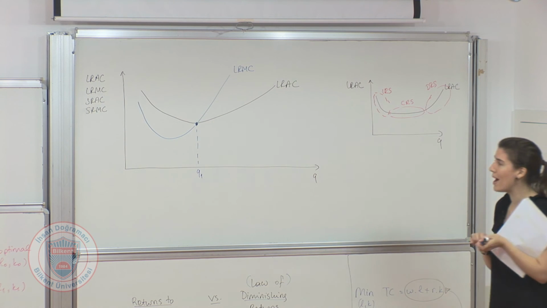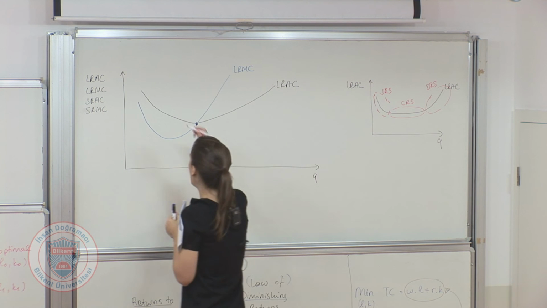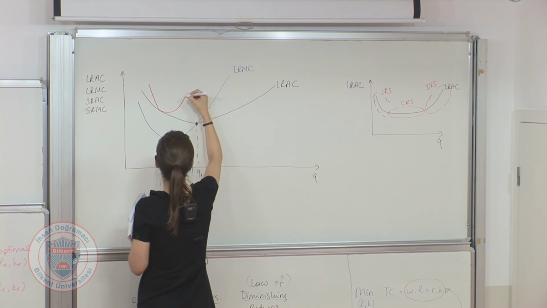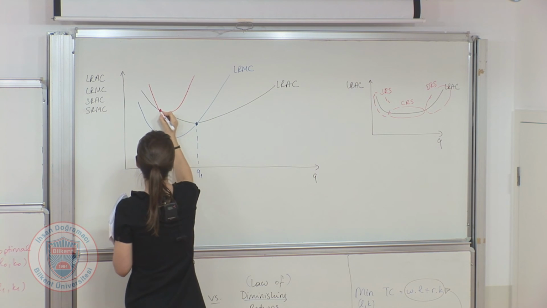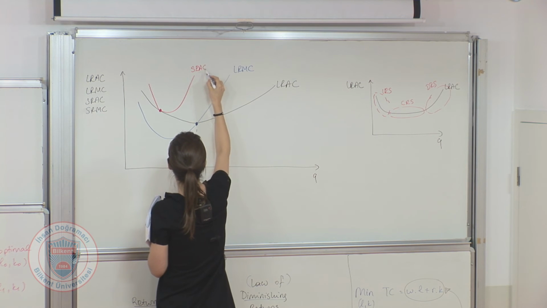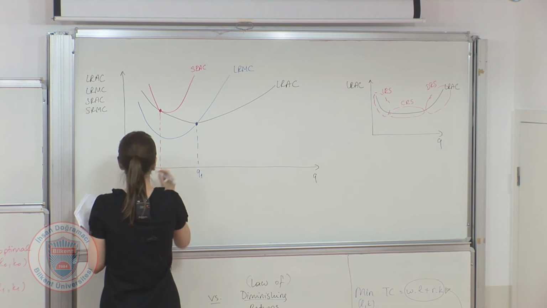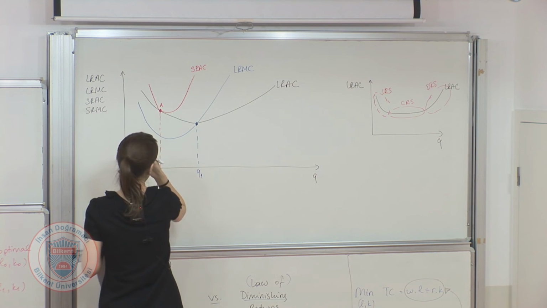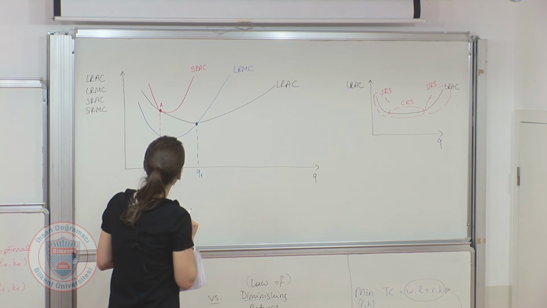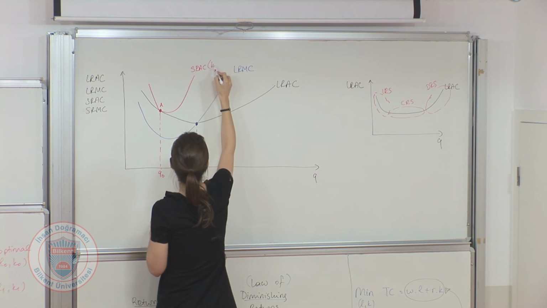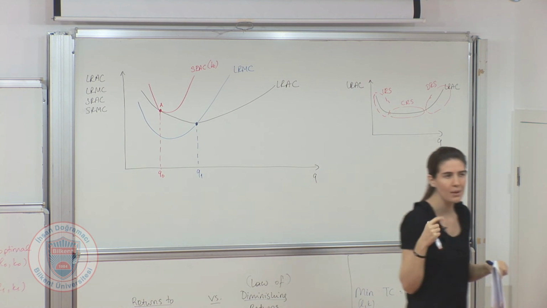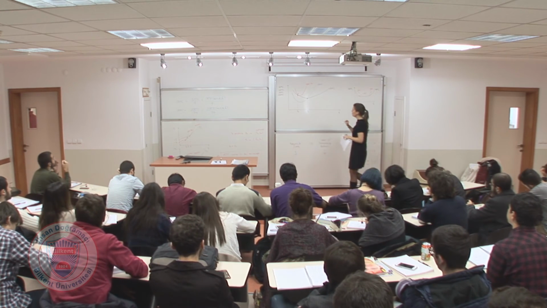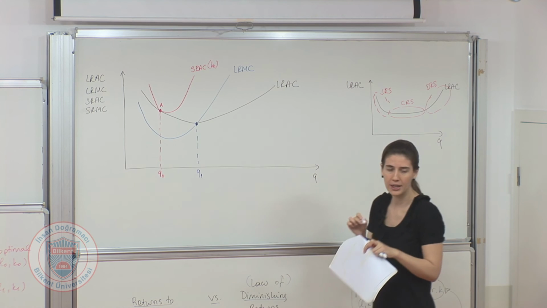Now let me draw my short-run curves, okay? So I'm going to draw my short-run average cost curve like this. This is short-run average cost, and let me call this Q0, okay? I'll call this point A. So this is Q0, and then I'm going to call this short-run average cost K0. You know what I mean by K0, right? K0 is the optimal amount of capital in order to produce Q0 units, right?